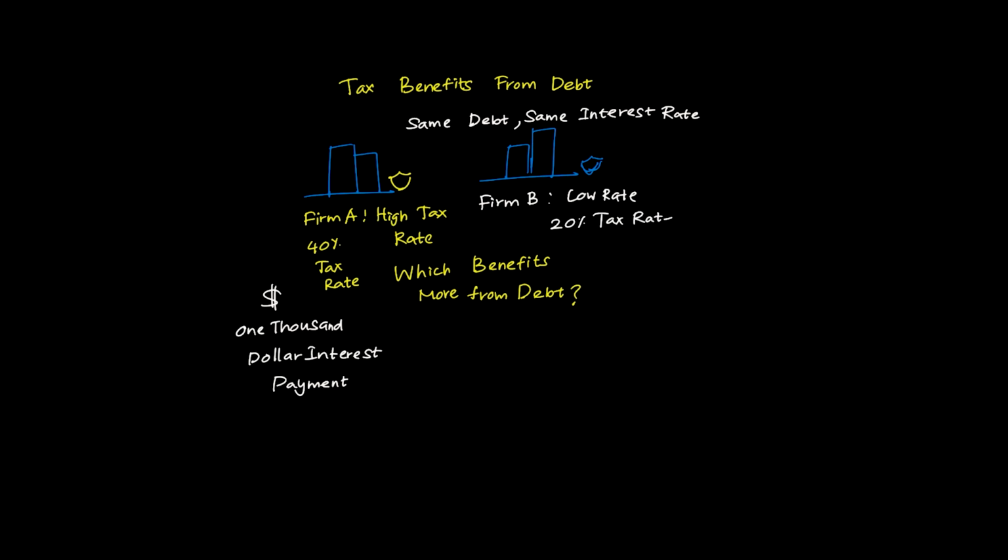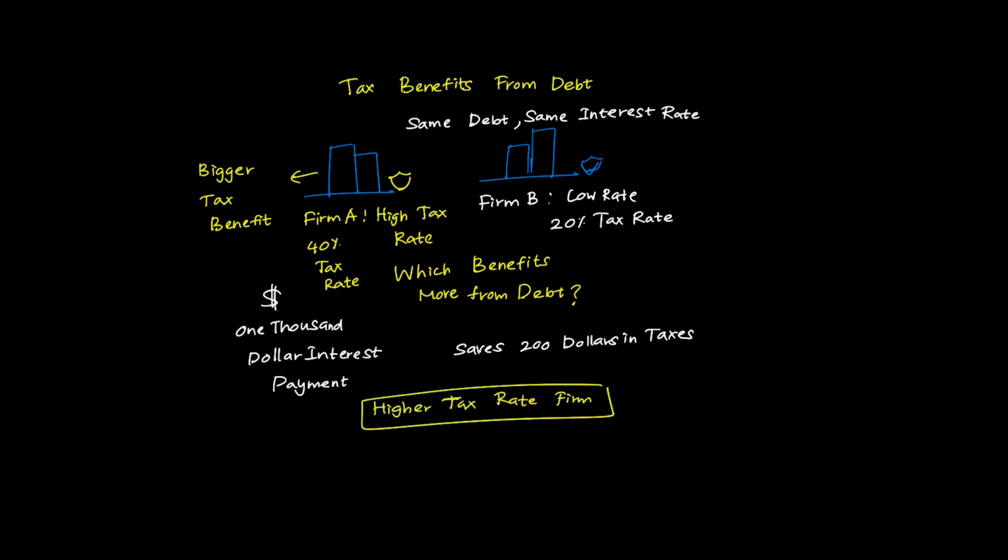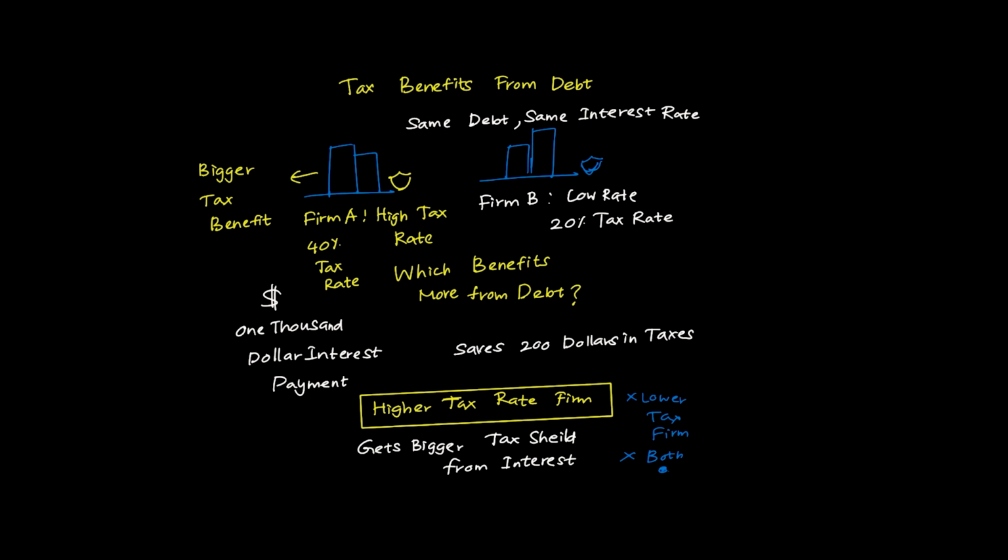Think of it this way. If firm A pays $1,000 in interest and has a 40% tax rate, that interest saves them $400 in taxes. If firm B pays the same $1,000 in interest, but only has a 20% tax rate, the interest only saves them $200 in taxes. Same interest payment, but firm A gets double the tax benefit. Higher tax rates create bigger tax shields from interest deductions. This means the after-tax cost of debt is lower for high-tax firms. So paradoxically, companies with higher tax rates benefit more from debt financing because they get larger tax deductions from interest payments.